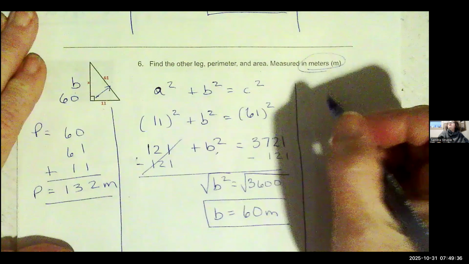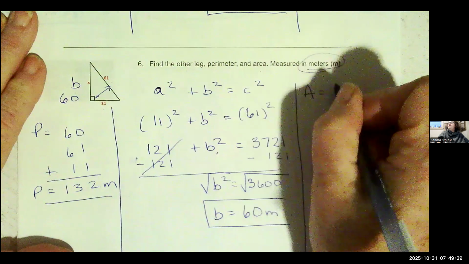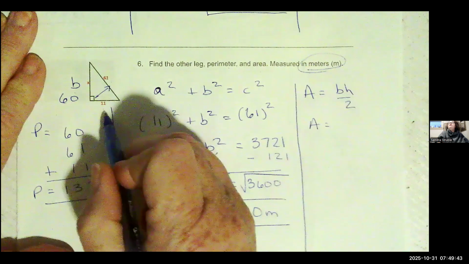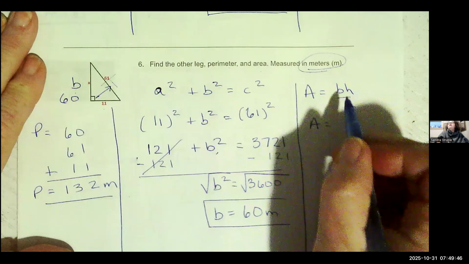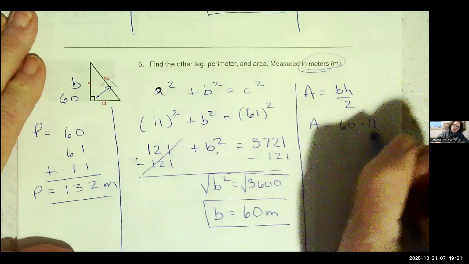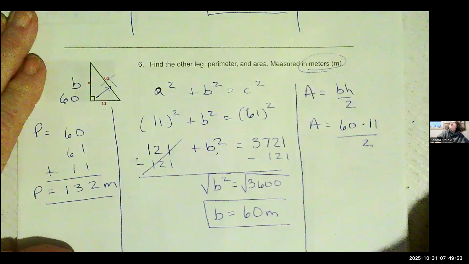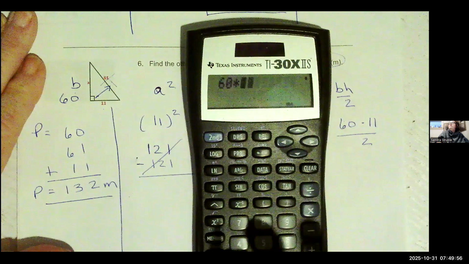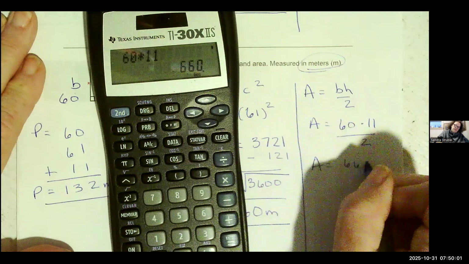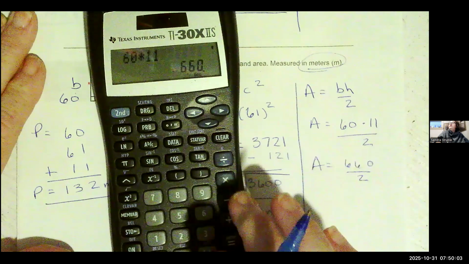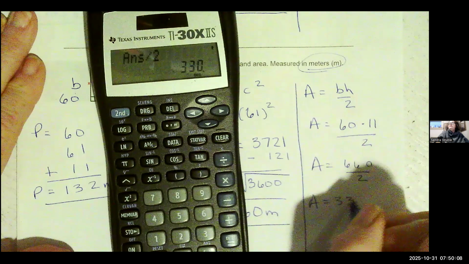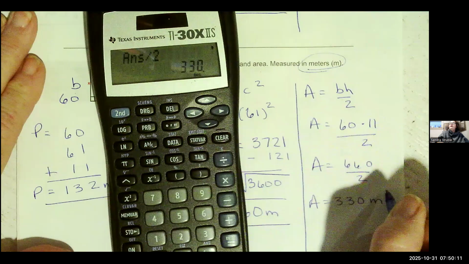And lastly, let's find our area. It's base times height divided by 2. So 11 times 60, remember you never use your hypotenuse when you're finding your area. So 60 times 11 divided by 2. 60 times 11 is 660. Then divide that by 2. The area is 330 meters. It is area, so it has to be squared. Please do not forget that.